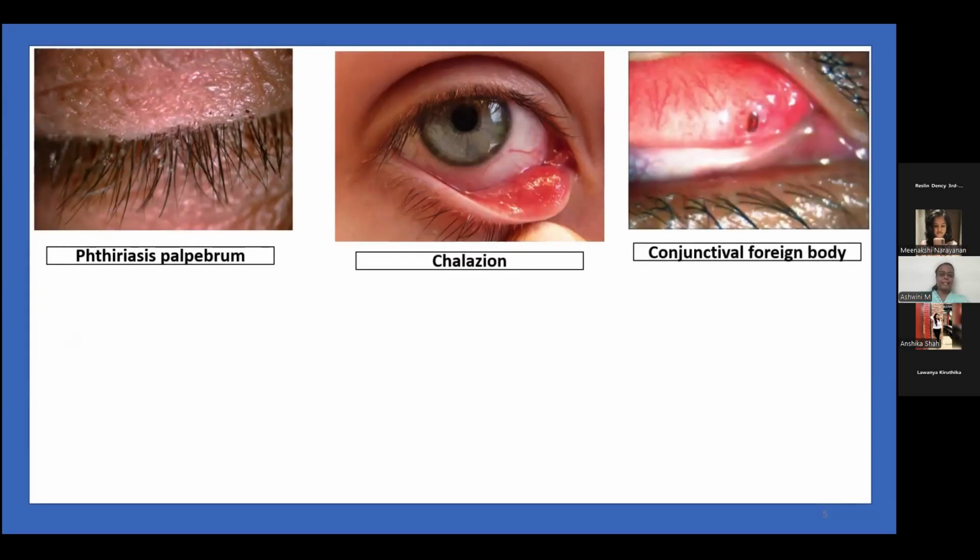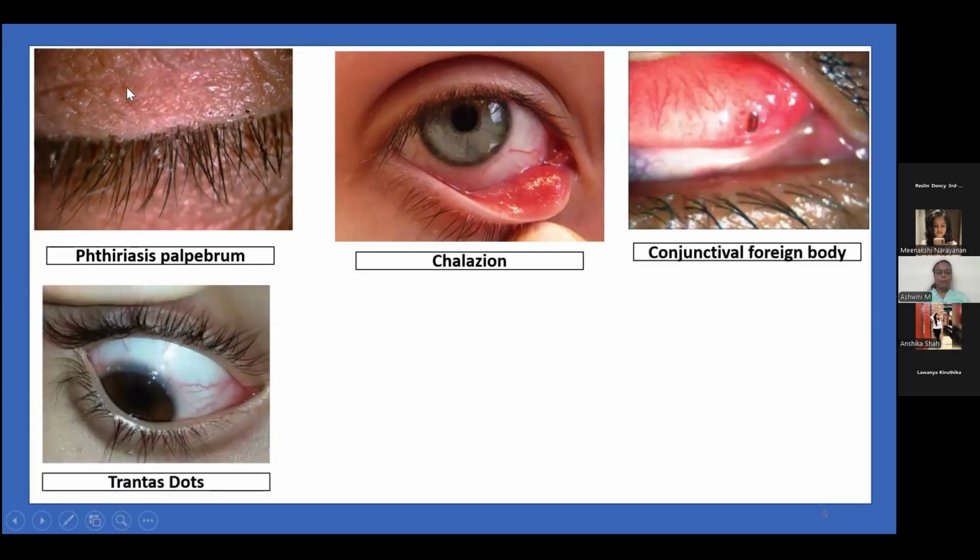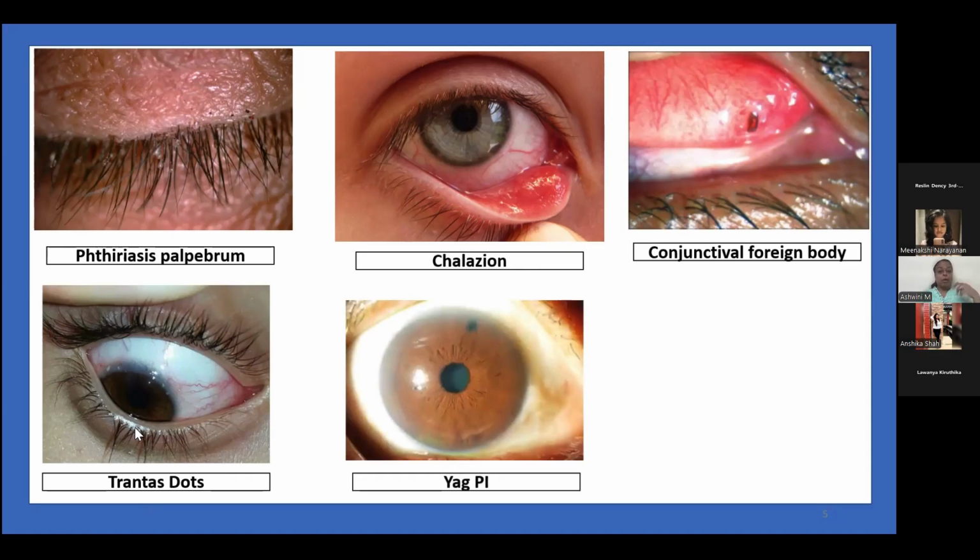So first, as I told you, on eye closure, when you examine the eyelashes, sometimes you can even find this theriasis palpebrum. This can sometimes be missed out when we do only an open eye examination. Similarly, on not doing lid eversion, you can miss out some small chalazion or some foreign body in the tarsal conjunctiva. And sometimes you can miss out a few corneal conditions in the superior cornea, or you can miss out your YAG peripheral iridotomy opening if you don't push up the upper eyelid and look into the superior corneal region and the iris region very clearly.